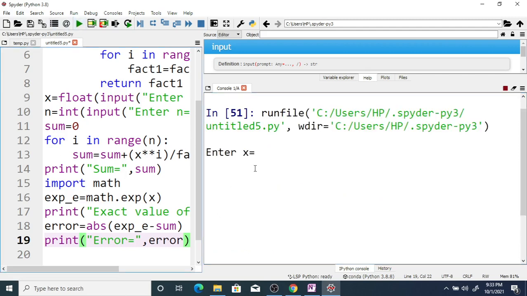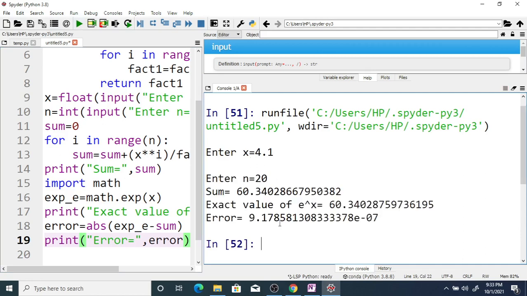So again if we run this code and x is equal to 4.1, and if you enter say n is equal to 20, then you can observe here the error is very small, 9.1785 into e raised to minus 0.7. So it is a very negligible error, very close to 0. The sum obtained from the exponential series is 60.3402, which is very close to 60.34, the exact value of e raised to x.